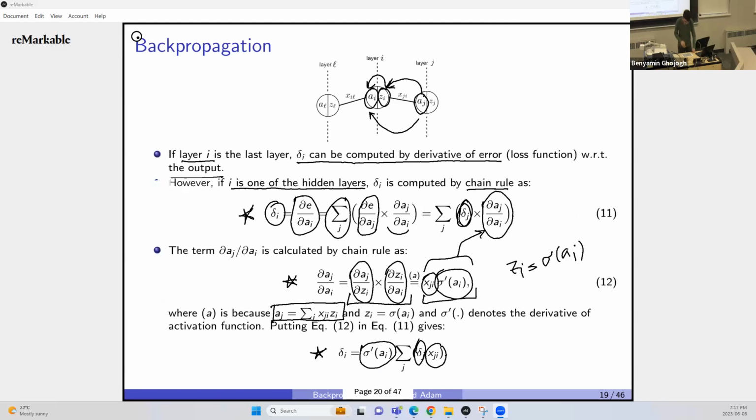And in the other layers, in the hidden layers. So if a layer is not the last layer, we can call it a hidden layer. Okay. In the hidden layers, if i is one of the hidden layers, then delta_i can be computed again by chain rule. How? Derivative of E with respect to a_i, which is delta_i, we can write it in this way. Let me clean this.